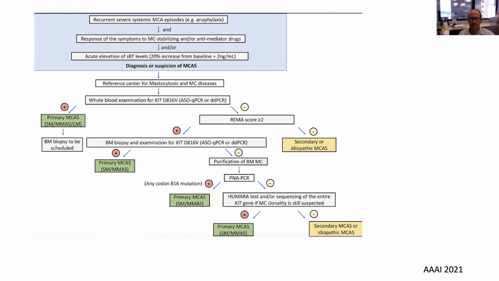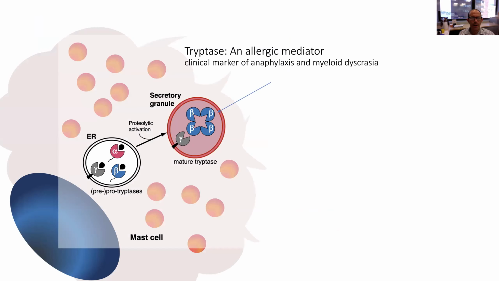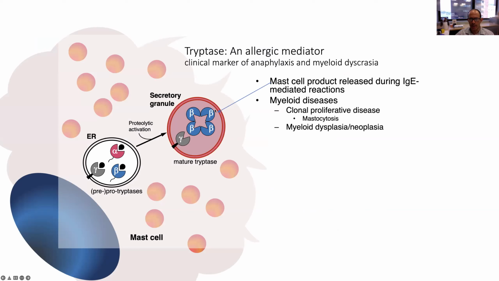Okay. Now, a lot of attention needs to be paid to tryptase, because right now that is the most well-accepted mediator to be elevated. Tryptase is made in monomers and then gets packaged into tetramers in the granules of a mast cell. And when you degranulate a mast cell, it's these tetramers that are then released, certainly during IgE-mediated reactions.